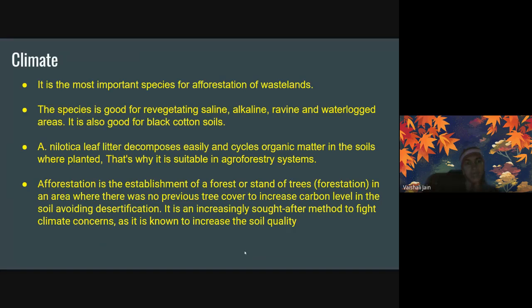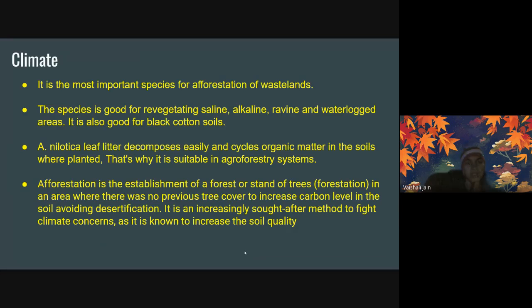Acacia nilotica leaf litter decomposes easily, so that's why it cycles organic matter in the soils where planted, and it is suitable in agroforestry systems. However, what are agroforestry systems? It's a system wherein you can grow a large amount of trees along with other crops which are suitable for harvesting, or you can also grow them in pasture lands or surrounding the pasture lands.